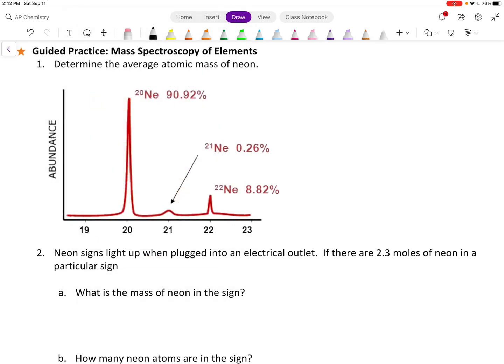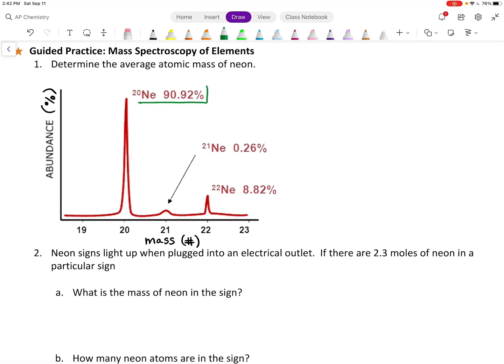So the first thing that we need to know is that the abundance is actually percent. So we'll put percent over here. And we could see the mass values either as the actual mass values, or we could see them as the mass number, which is what we have in this particular case. So these are our mass numbers. Okay. Now when we look at this, we notice that neon 20 is the most abundant at 90.92.